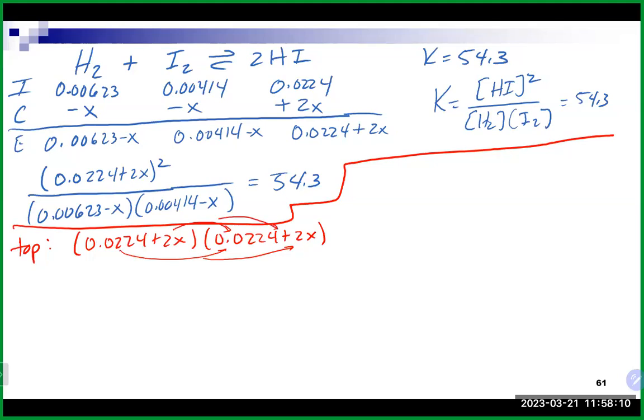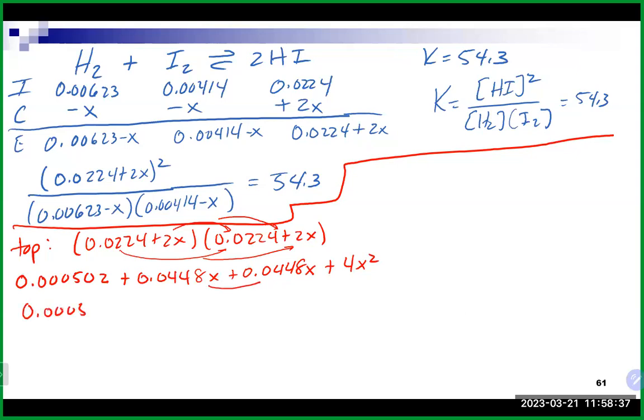If we do that, for the top guy we will get 0.000502 plus 0.0448x, plus one more 0.0448x, and a 4x squared. Combining our x terms here will get us something like 0.000502 plus 0.0896x plus 4x squared. So that basically is the top part that we need.